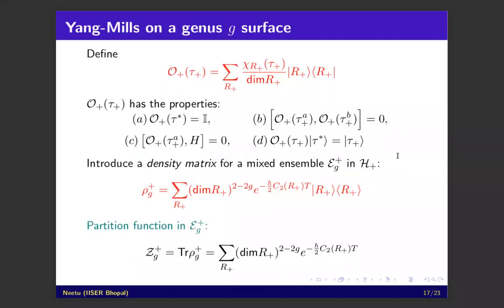Yeah, so to get the partition function on a genus G surface and also the higher point functions, we introduce an operator O and a density matrix rho G. Once we have this density matrix, we can find the partition function, which is just given by the trace of this density matrix. And we can see that we get the partition function of 2D Yang-Mills on a genus G surface.